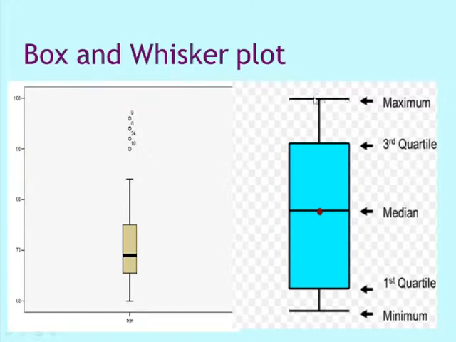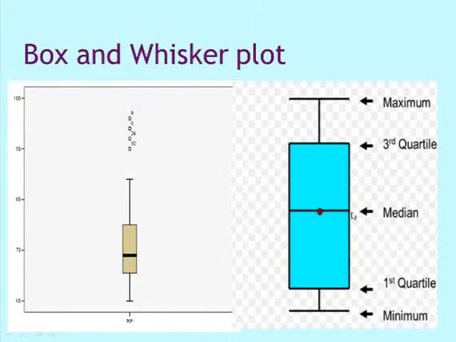So the upper whisker will give you the maximum value and the lower whisker will give you the minimum value. Now when we look at this box in the center, this box again has got a line here somewhere, and each of these lines of the box are known as quartiles. So I'll explain what quartiles means.